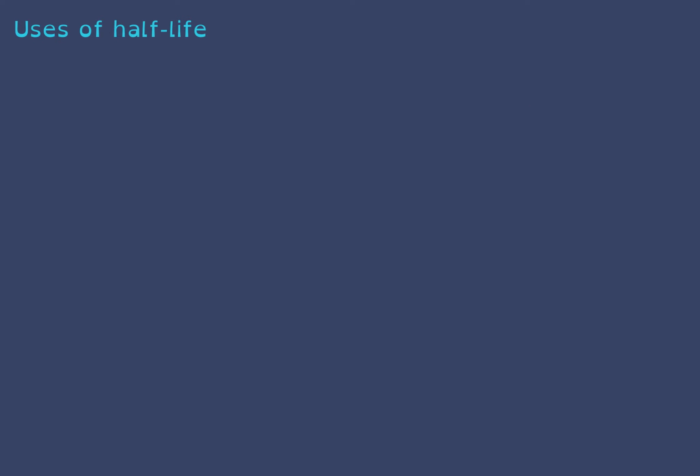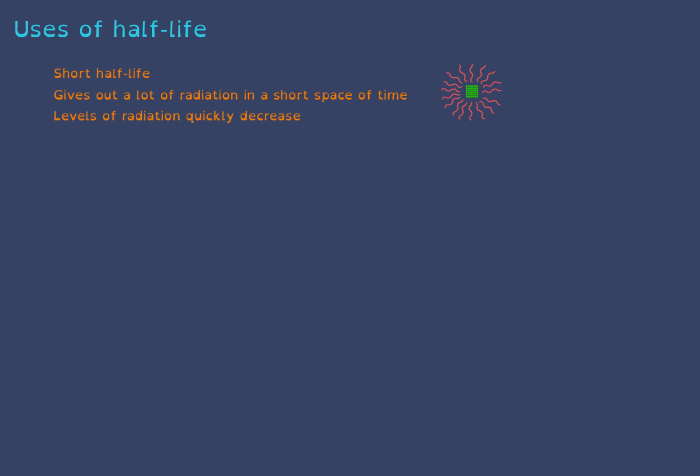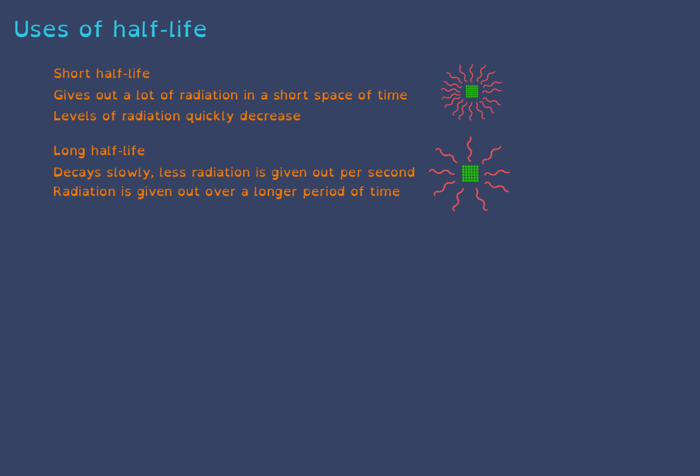For some uses of radioactive isotope, it's better to have a short half-life, and for others a longer half-life is more suitable. An isotope with a short half-life gives out a lot of radiation in a short space of time, but the levels of radiation quickly decrease. An isotope with a long half-life decays slowly, so less radiation will be given out per second, but the radiation will be given out over a longer period of time. These things have to be considered when choosing a radioactive isotope for a job.